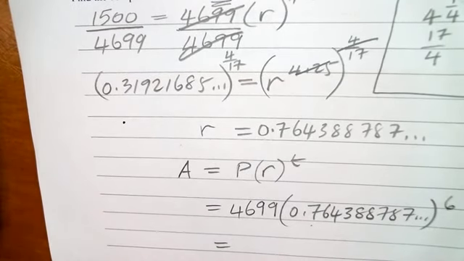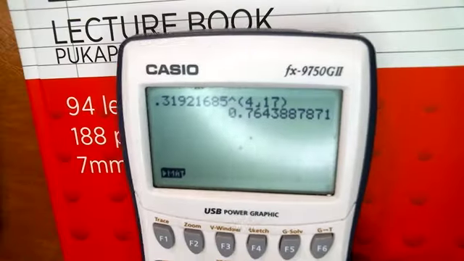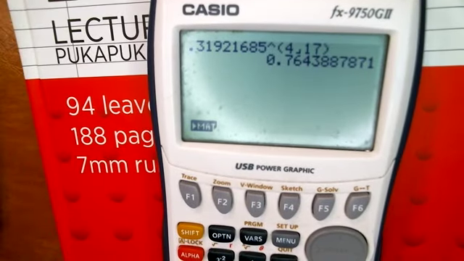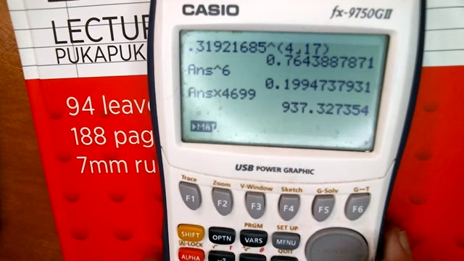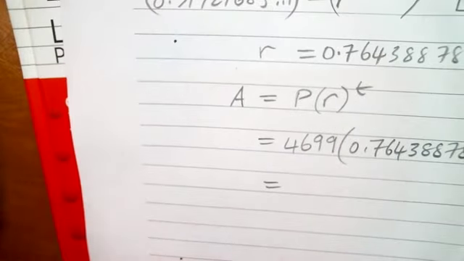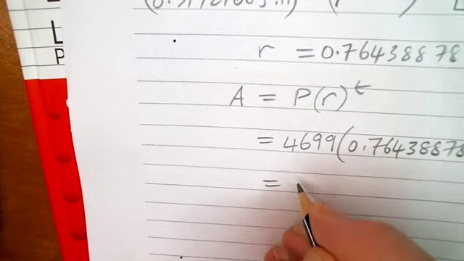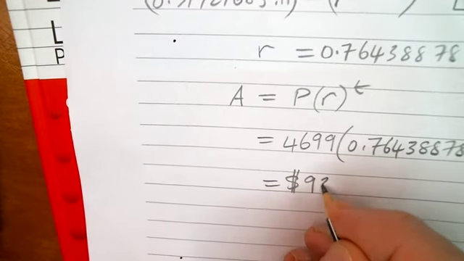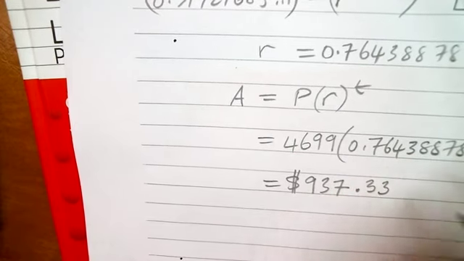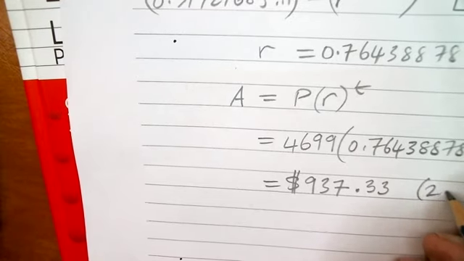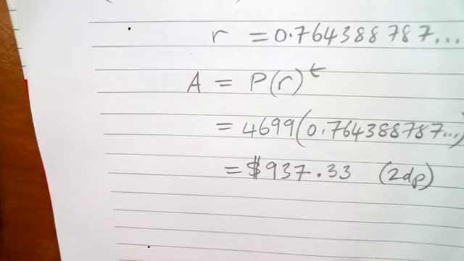So what is that going to come to? And we'll have that in dollars. So here it is. I've got the amount there which we calculated. Let's put that now to the power of 6. There it is. I'm going to multiply that by 4699. And we get $937.327. So there's our answer. Let's see how that plays out. So we're going to end up with a dollar sign now, $937, and it looks like I'll put 33 cents, and that's obviously 2DP. You don't have to put 2DP because it has to be dollars and cents.